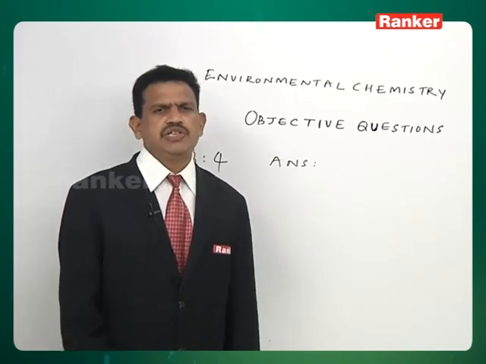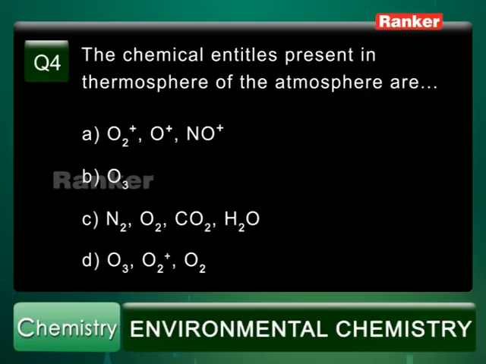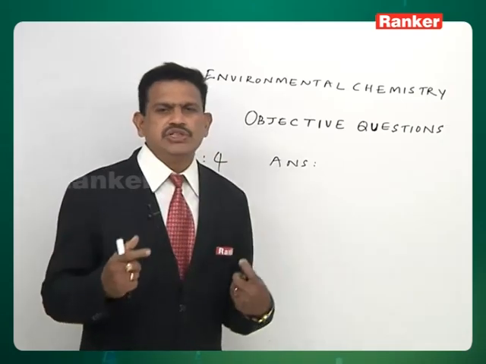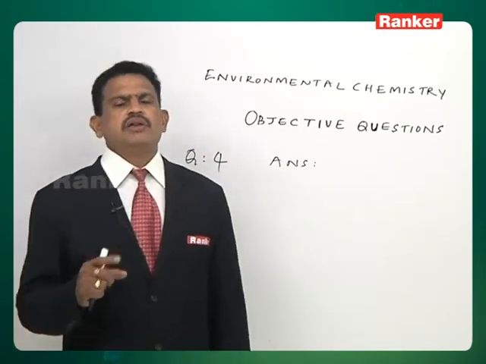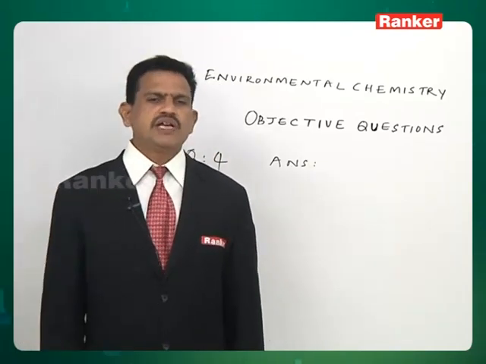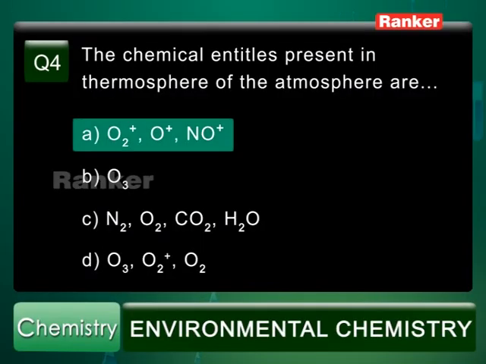We can see it is a high temperature region with high altitudes, and here according to the question the given options are: A, O2+, O+, NO+; option B ozone; option C N2, O2, CO2, water vapor; option D ozone, O2-, O2. The chemical entities or species present in the thermosphere are, because of high temperature, gases become their ions. The ionic gases are O2+, O+ and NO+. So, we can go for option A.